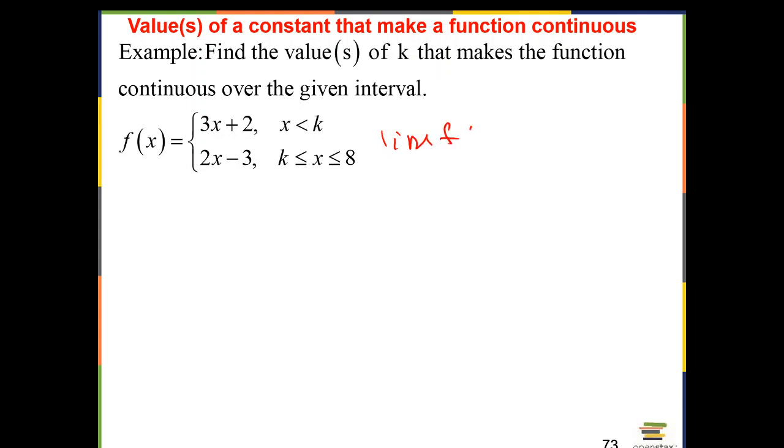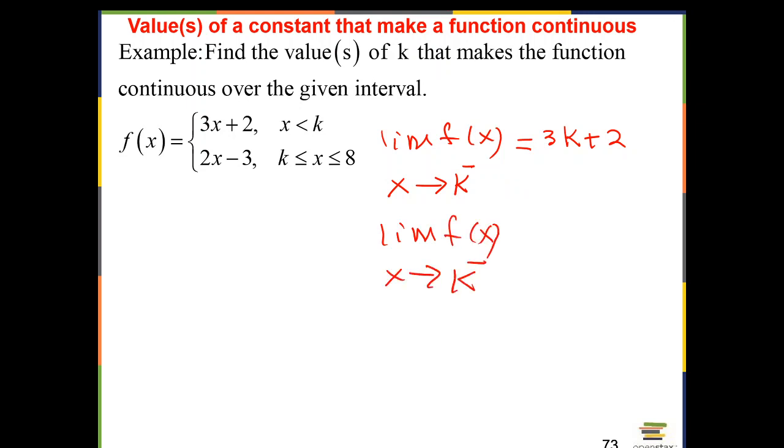What's the limit of f of x when x approaches k from left? Well, we have to use this. So it would be 3k plus 2, from left, because we have to use that. We just have to substitute. Now, what is the limit when x approaches k from the right? Well, from the right, we have to use this one. So that would be 2k minus 2. Now, what is f at k? So f at k, we have to use this one again, is 2k minus 2.